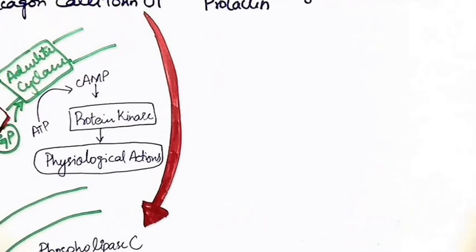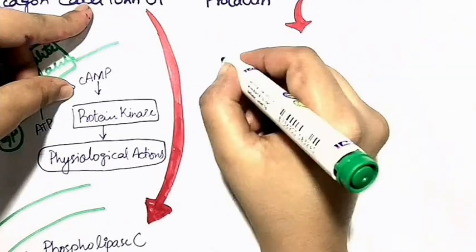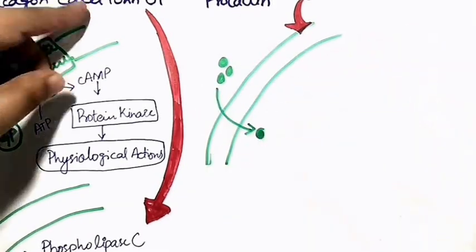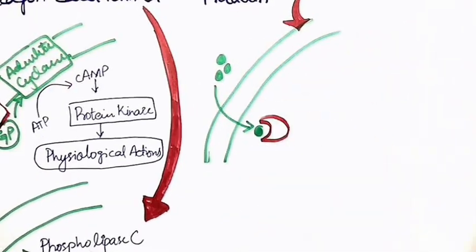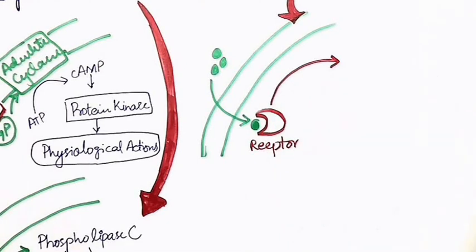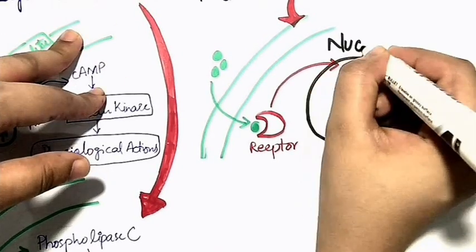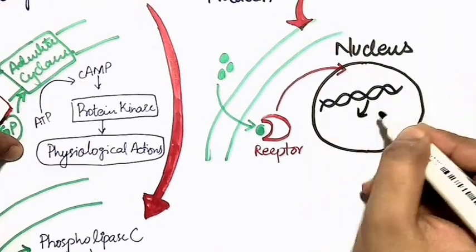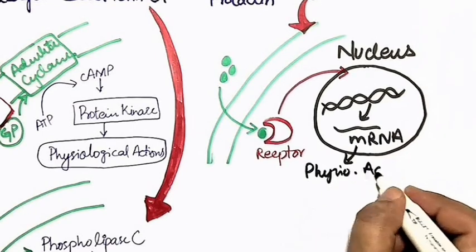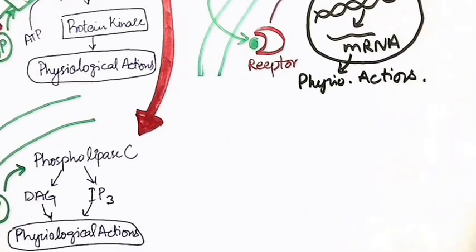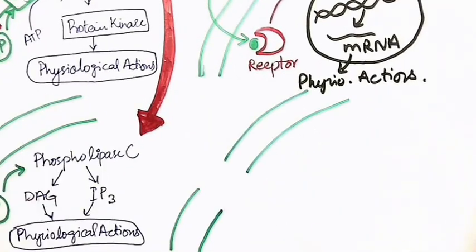Now, coming on to the steroid hormone mechanism. The steroid hormone mechanism does not require any receptor to pass through the cell surface membrane. As the receptor is present in the cytoplasm, it will enter the cell and bind to that receptor. When it binds to the receptor, it causes the nucleus to form mRNA, which is messenger RNA, and to perform its physiological actions.